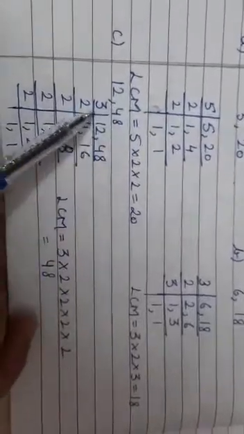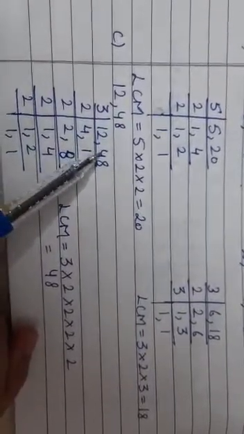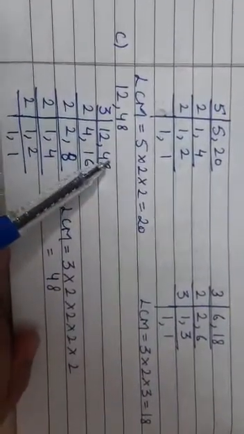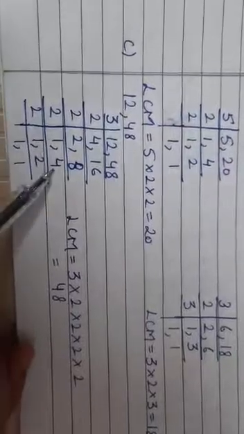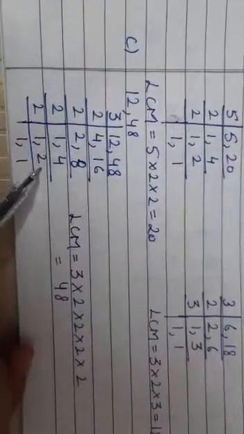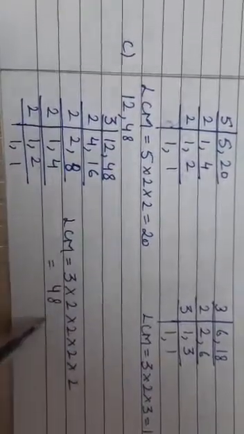Now 12 and 48. 3 is the common factor among 12 and 48. 3 4s are 12. And 3 1s are 3. 4 minus 3 is 1. Here 1 will go here. 18, it will become 18. 3 6s are 18. 2 2s are 4. 2 8s are 16. 2 1s are 2. 2 4s are 8. 2 1s are 2. 2 2s are 4. 2 1s are 2. Now LCM is again 48.